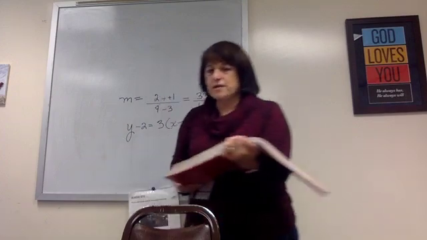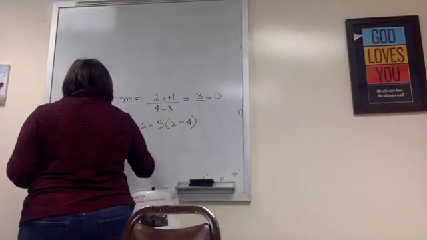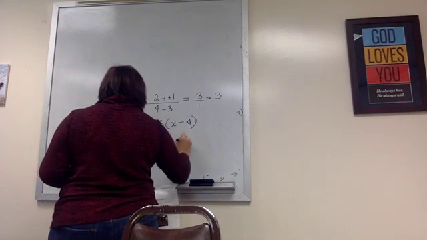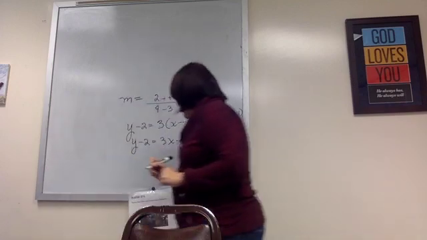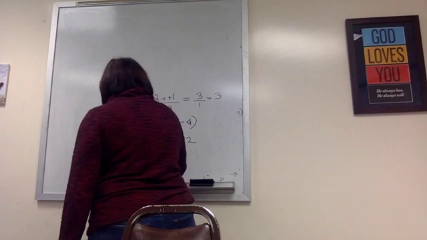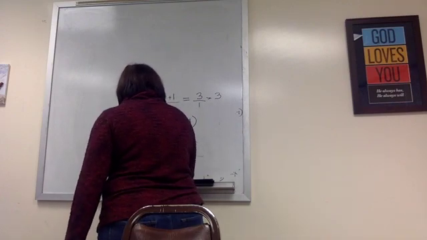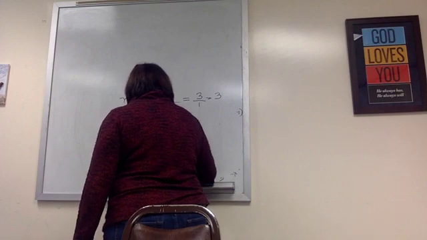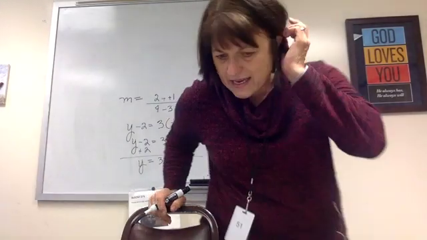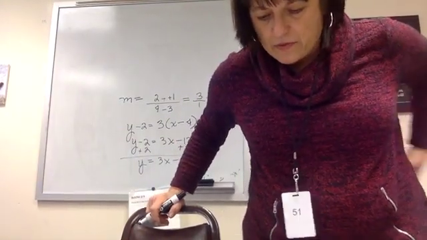All right. And then Amy, what's my next step? You distribute. Okay. So y minus 2 equals 3x minus 12. Okay. All right. And then Isaac, what do I do next? You'll add 2 to both sides. And I get y equals 3x minus 10. Is that right? Yep, that's it. Okay, good. All right, now we're almost done.